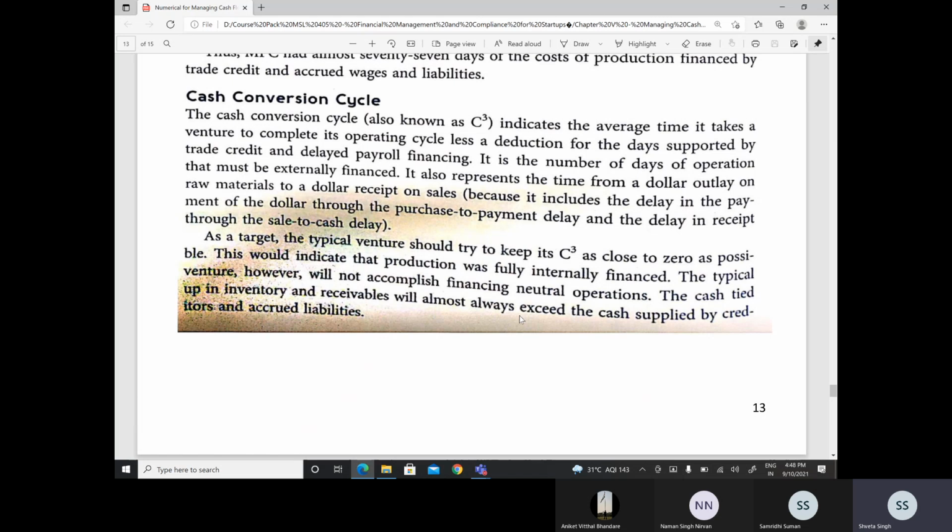Now we come to the final calculation, that is cash conversion cycle. The cash conversion cycle, also called C3, indicates the average time it takes a venture to complete its operating cycle, less a deduction for the days supported by trade credit and delayed payroll financing. It is a number of days of operation that must be externally financed. It also represents the time from a dollar outlay on raw materials to a dollar receipt on sales, because it includes the delay in the payment of the dollar through the purchase to payment delay and the delay in receipt through the sale to cash delay.